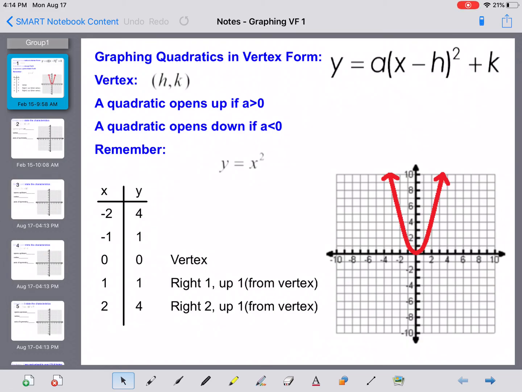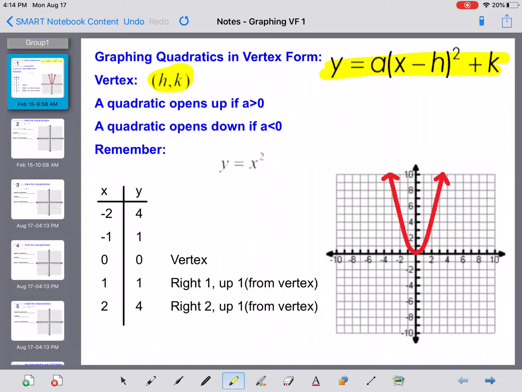Hello, today we are going to talk about graphing quadratics in vertex form. So we are going to look at the equation y equals a(x minus h) squared plus k. That is going to be in vertex form. And we want to pay close attention to our vertex, which is (h, k).